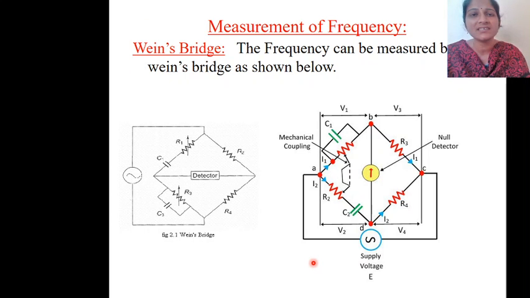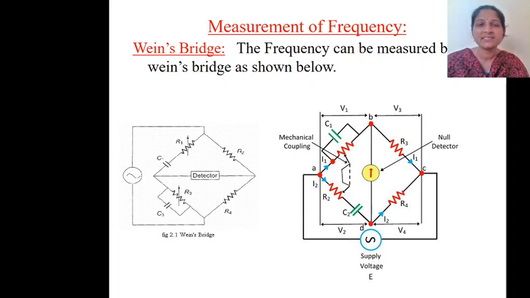One of the major drawbacks of this circuit is that it is used for the measurement of frequency, and whenever the supply frequency is changing, the circuit also becomes unbalanced. So it is very difficult to balance this circuit. This is the major disadvantage of the Wien's bridge. But the main advantage is you can measure the frequency, and it can be used in different circuits wherever you need to measure the frequency.